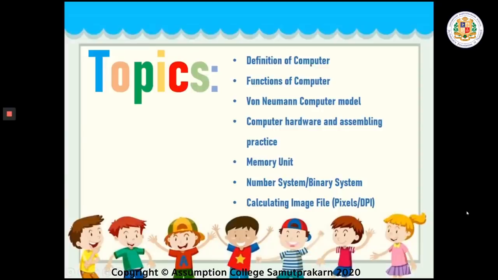Under this computer basic, we have these topics. Number one, definition of computer, functions of computer, von Neumann computer model, computer hardware and assembly practice, memory unit, number system or binary system, and last is calculating image files through pixels and or DPI.